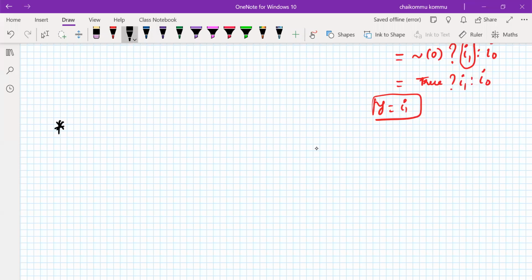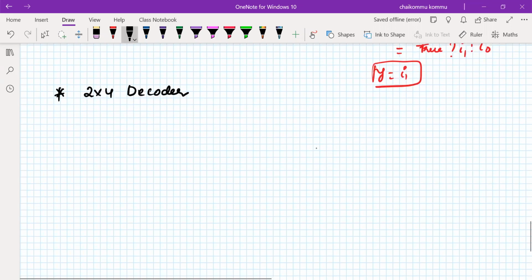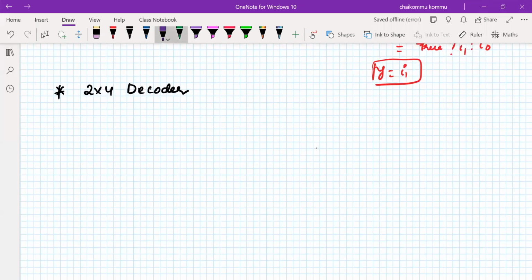Let us take another example. What is another expression? Decoder, shall we write decoder? Okay. So, a 2/4 decoder. So what does the 2/4 decoder say?